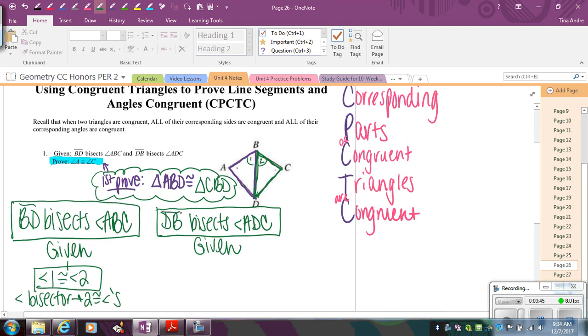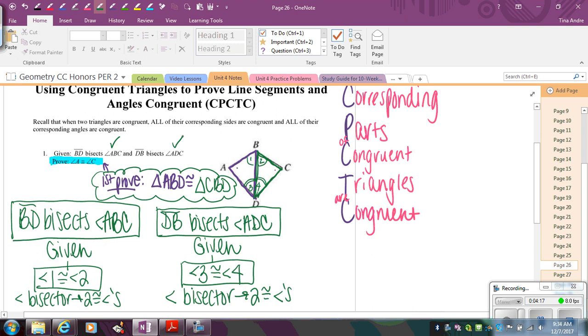And then I look at the next given here. It said DB bisects ADC, so that means I'm cutting angle ADC into two equal parts. So I can mark these as 3 and 4, or use 3 letters. And I could have grouped these givens together, since it's basically the same given. You have two different angle bisectors, and then you would have just grouped this stuff, or list them separate. It doesn't really matter. So I have an angle bisector implies two congruent angles again. And then I've used both of these givens to make conclusions.